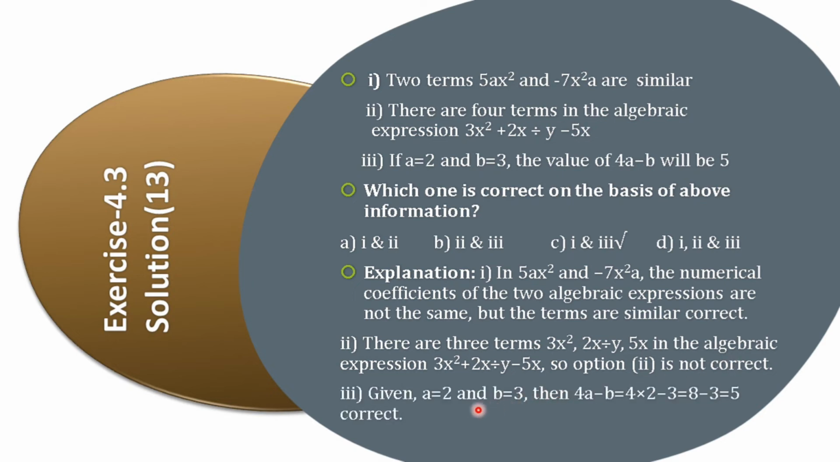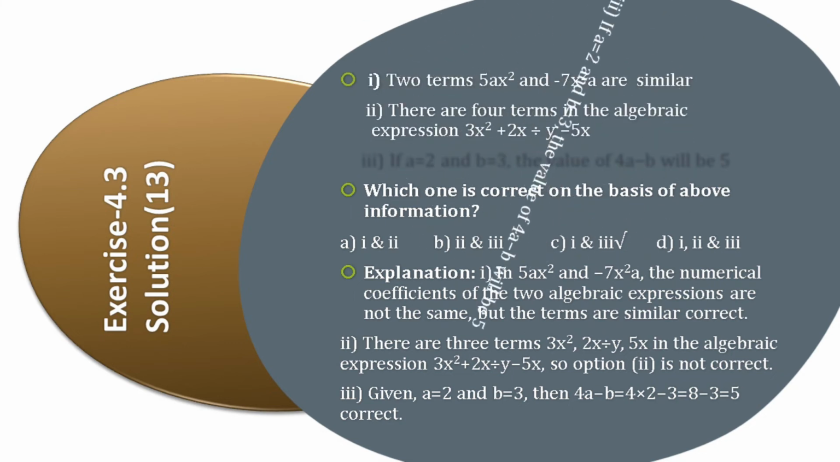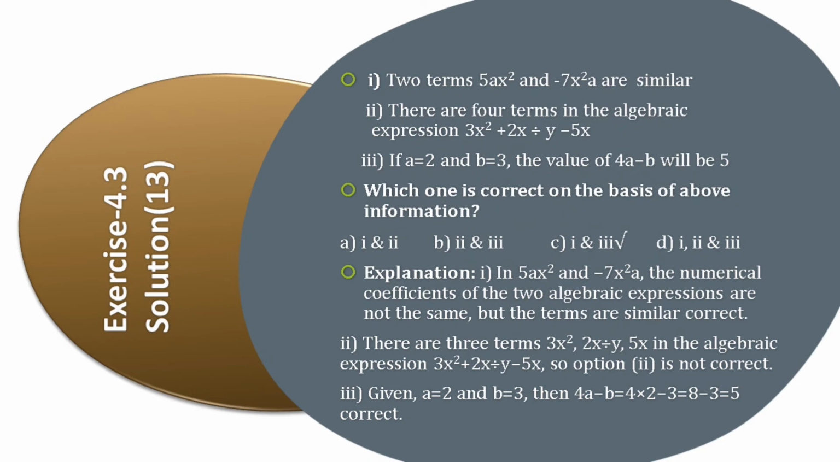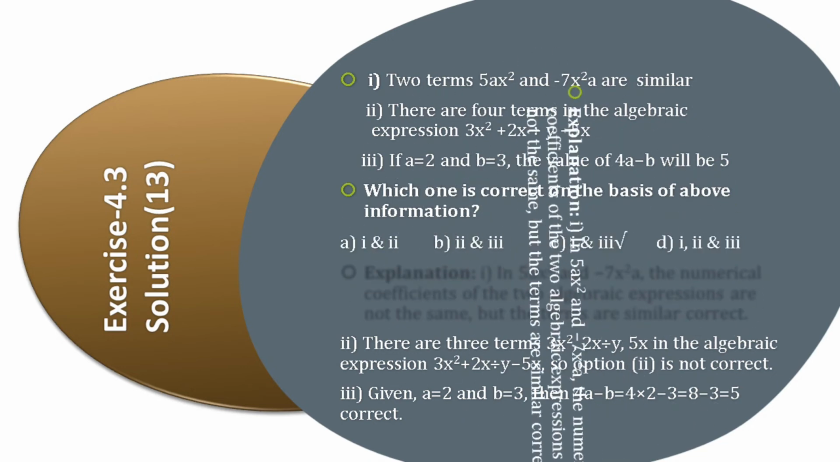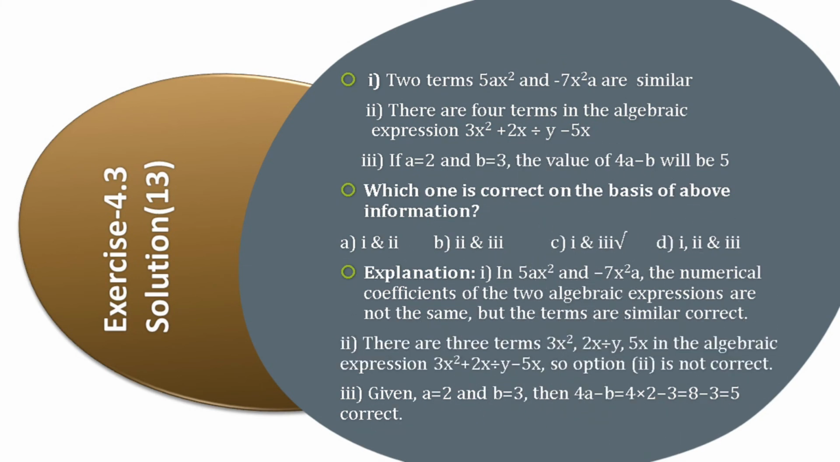Given a equals 2 and b equals 3, then 4a minus b equals 4 multiplied by 2 minus 3, because we put down the value of a and the value of b. Then 4 twos are 8 minus 3, we get 5. That is correct, my dear. So as you can see, number 1 and 3 is the correct answer. So this is question number 13, my dear. Which one is correct on the basis of the above information? As you can see, C, 1 and 3 is correct. So from the explanation we can see that 1 and 3 is the correct answer.